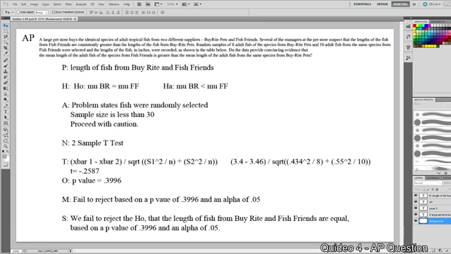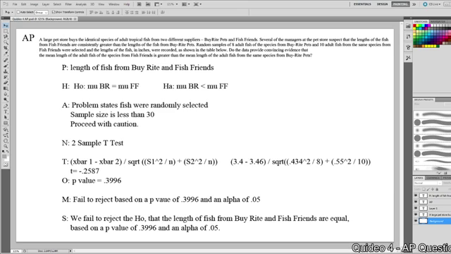So, using that, we can go to our assumptions. The problem states the fish were randomly selected, right here, random samples of 8 fish. Then we have a sample size less than 30 because we have a sample of 8 fish from Byrite and 10 fish from Fish Friends. Neither of those is greater than or equal to 30, so we must proceed with caution because it is not normally distributed. For n, we have to name the test, and this is a 2-sample t-test because we have 2 different groups of data.